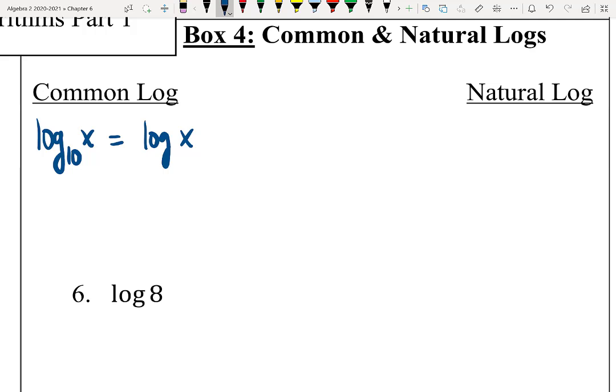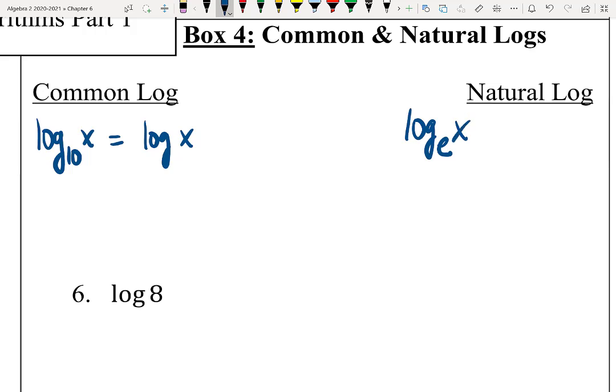Now in 6.2, last section when we did that continuous growth, we had that equation PERT, right? P times e to the rt power. That e, that number e is our natural number. It's called the natural number. That is what we're going to be dealing with here for our natural log. Our base is going to be base e. So the natural log is log base e of x.